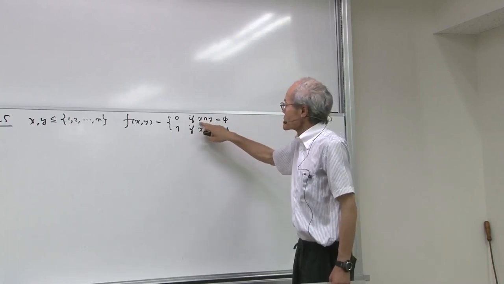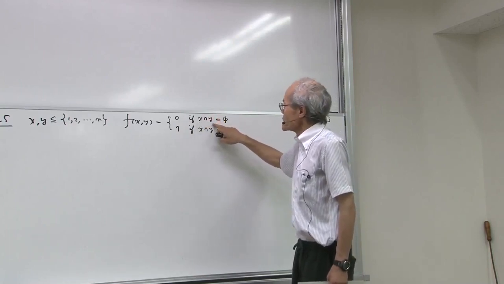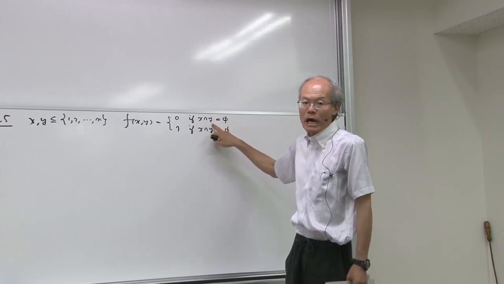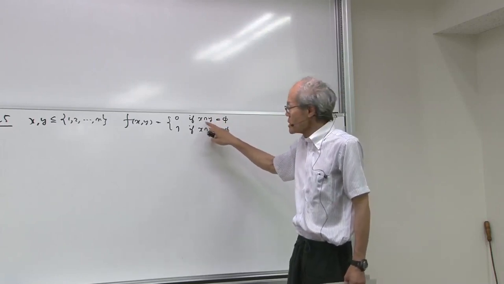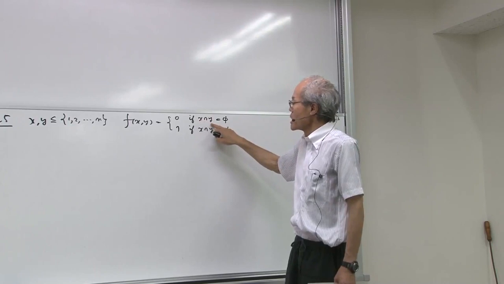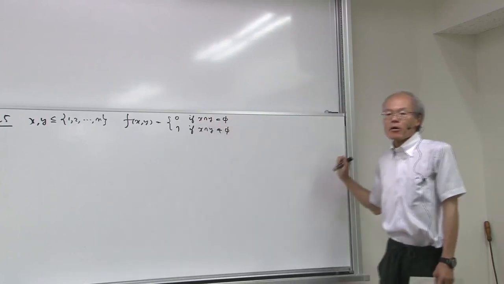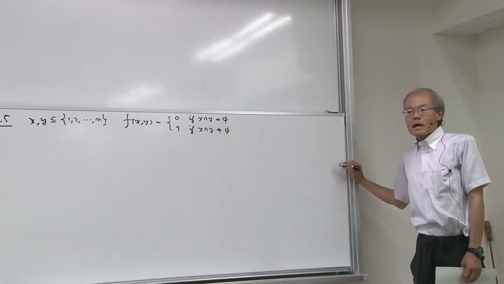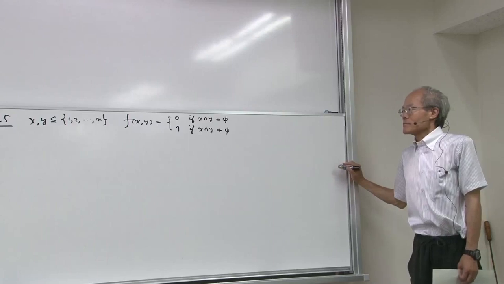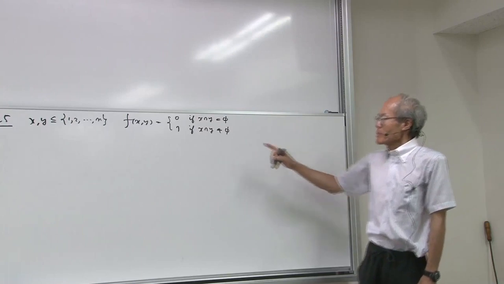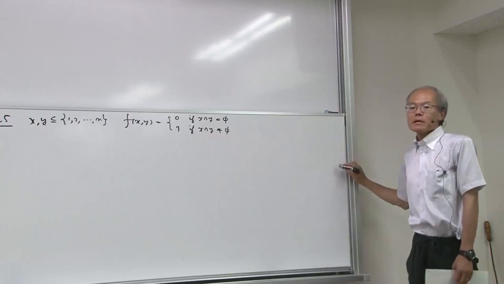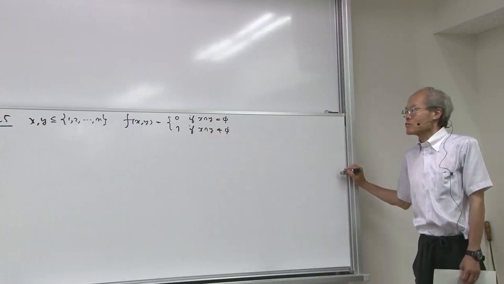If x and y do not have a common item, that is, x and y are disjoint, then the value is 0. If x and y have a common element, the same element, then the function value is 1.